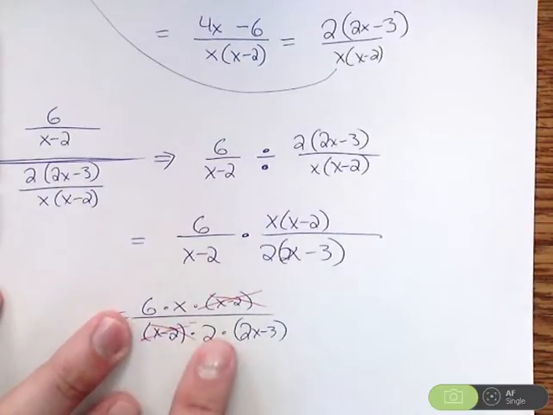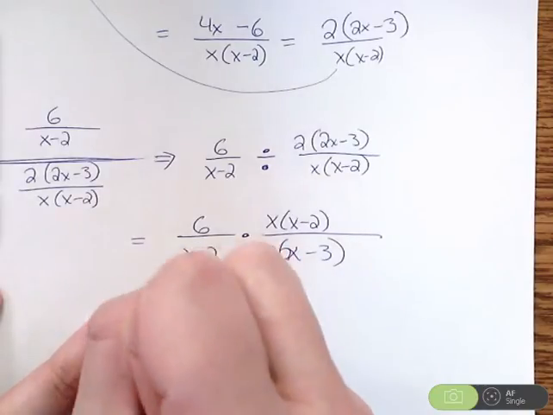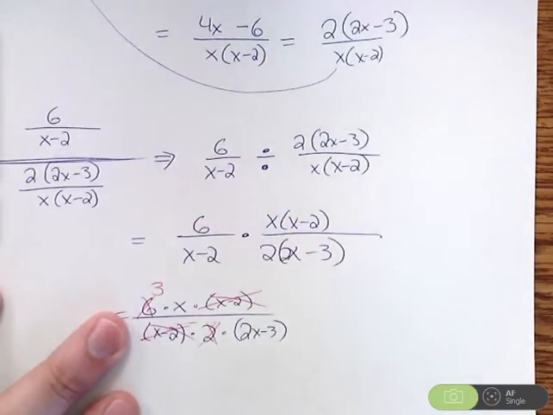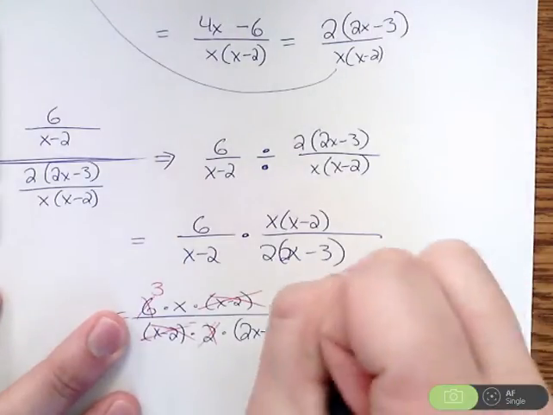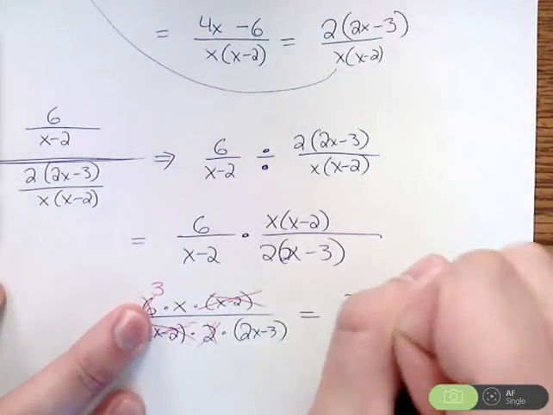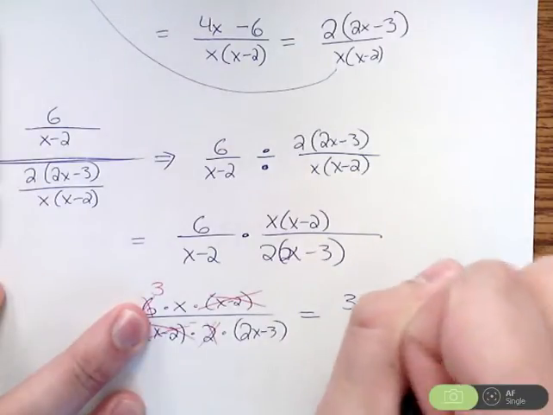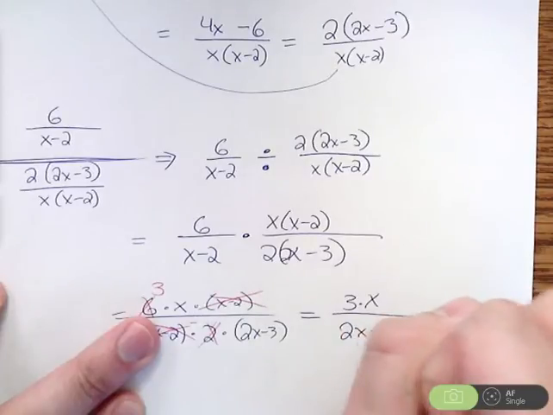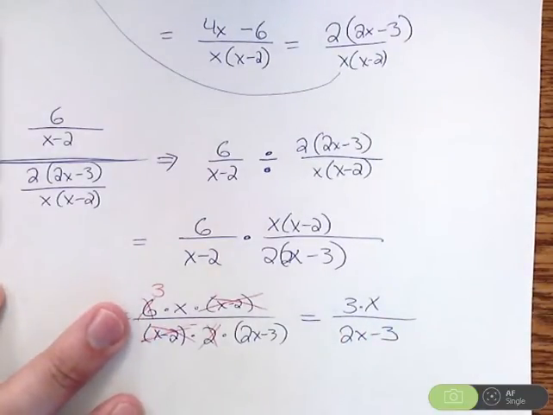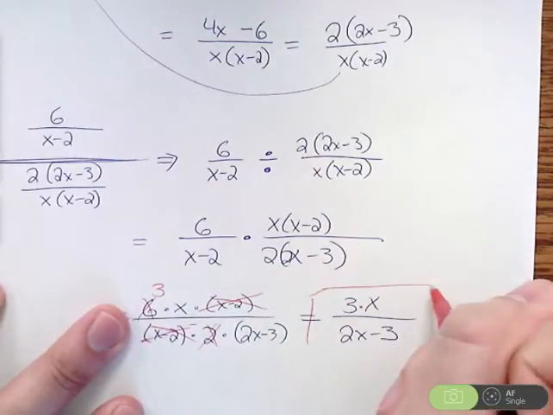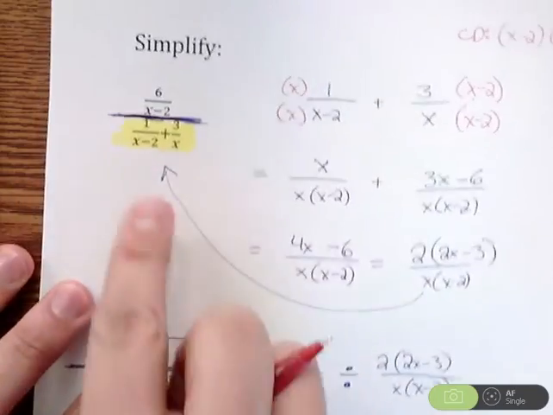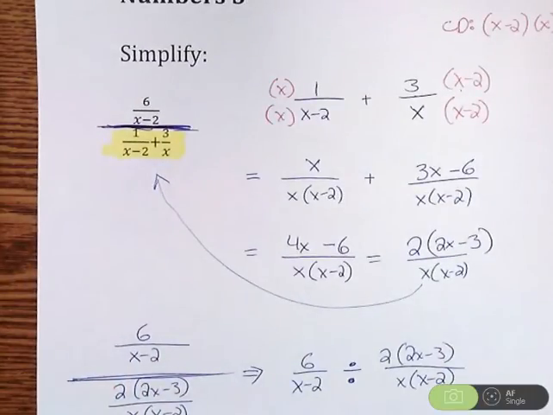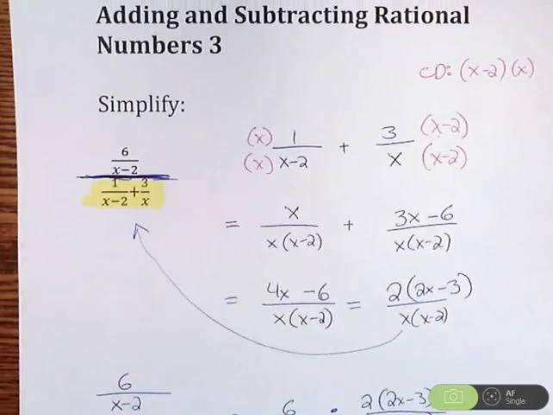What I do see is a 6 over 2. If I divide this by 2 and divide that by 2, I'm left with a 3 up there. So what I get remaining is up top I have a 3 and an x, and on the bottom, all that's left is 2x minus 3. That is as simplified as I can get, so that would be the simplified answer for the original problem. And that is adding and subtracting rational numbers 3.